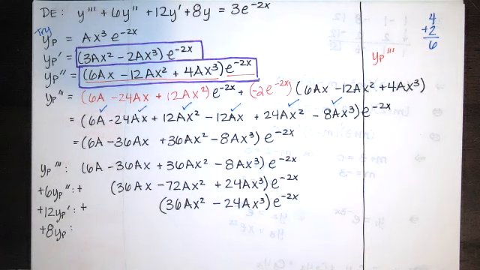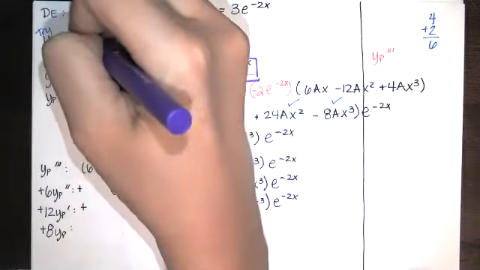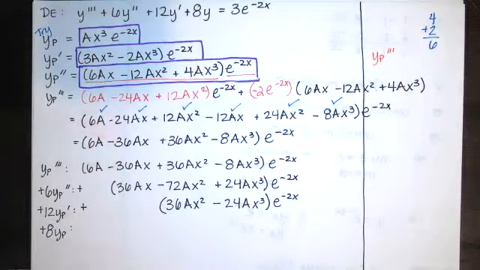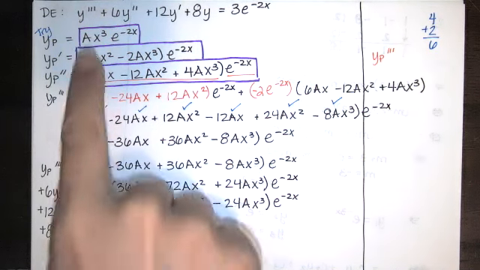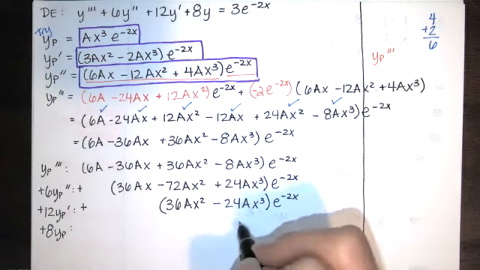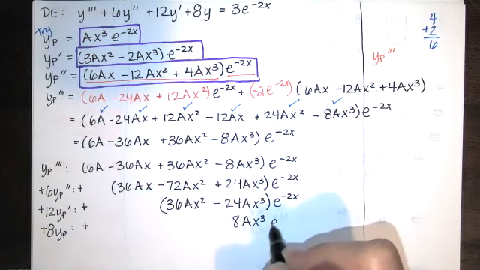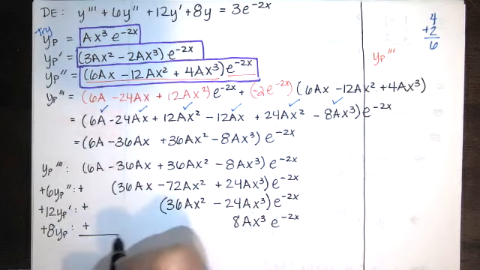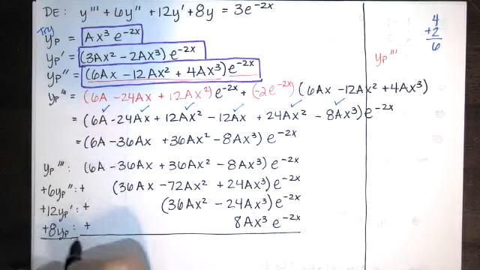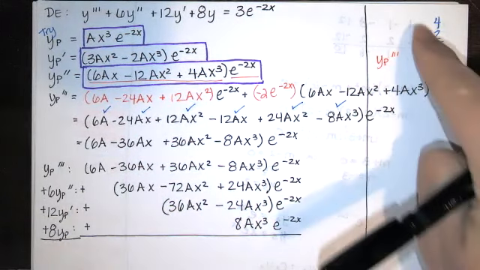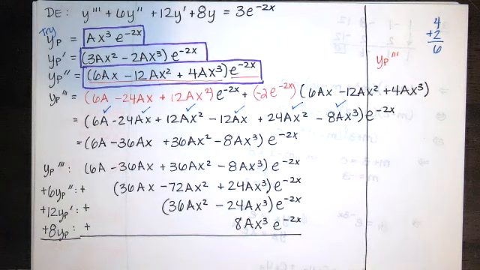And then finally, for the last one, we want 8 times y sub p, and y sub p is that expression right there. So I want 8ax cubed times e to the negative 2x. Now, because I have lined everything up in columns like this, kind of like we did over here, remember, it's going to make it very easy to see what cancels and what doesn't cancel.